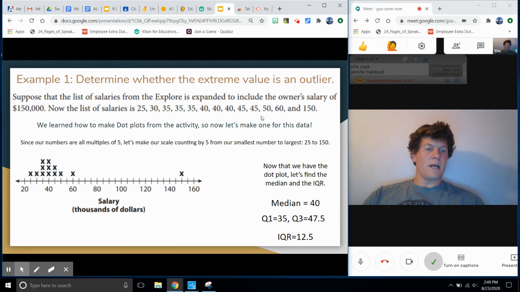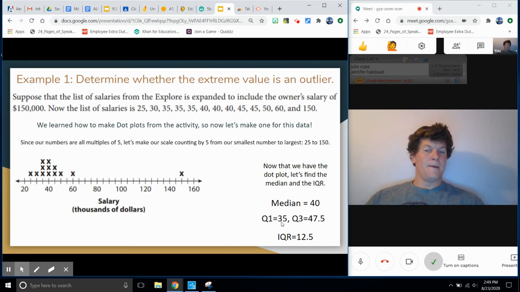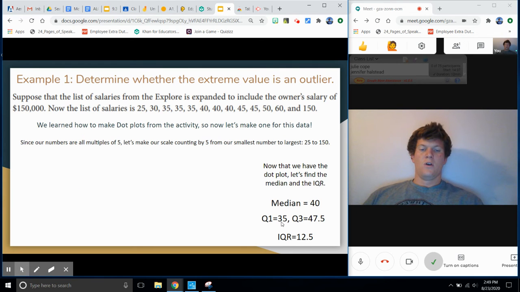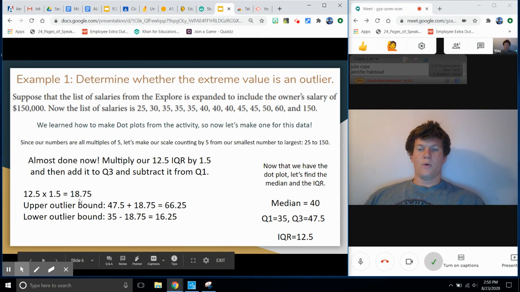Now we can use that IQR, times it by 1.5, and add it to our Q3, and subtract it from our 35, our Q1. So I'm going to move the dot plot away for now because we don't really need it anymore. We have all the information. So we have our IQR of 12.5, times it by 1.5. So I get 18.75.